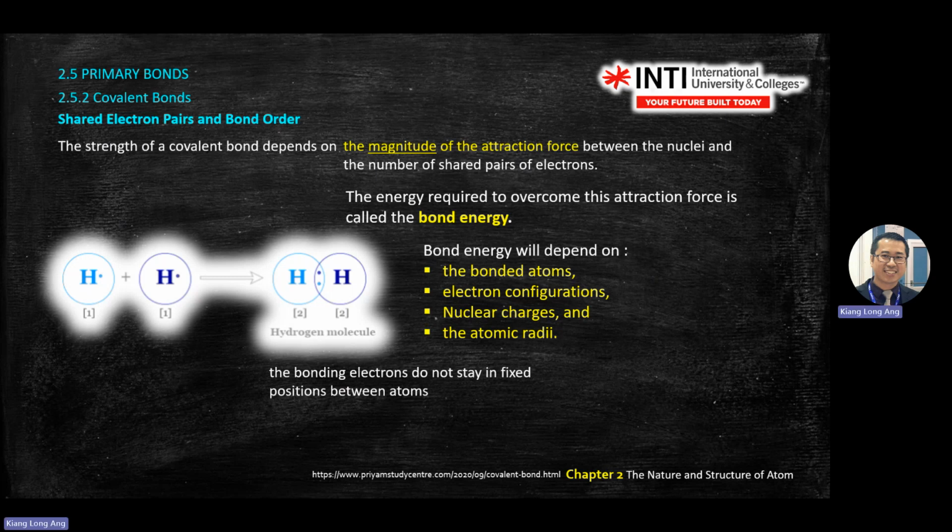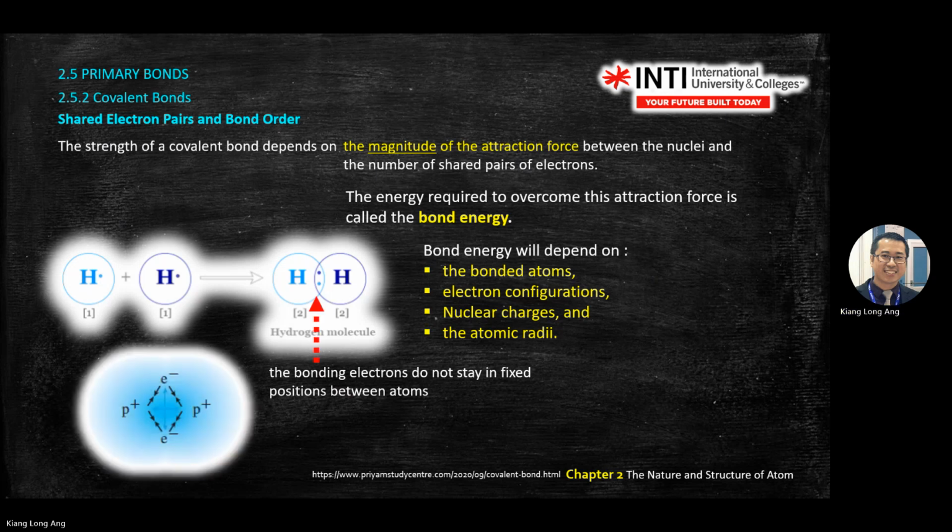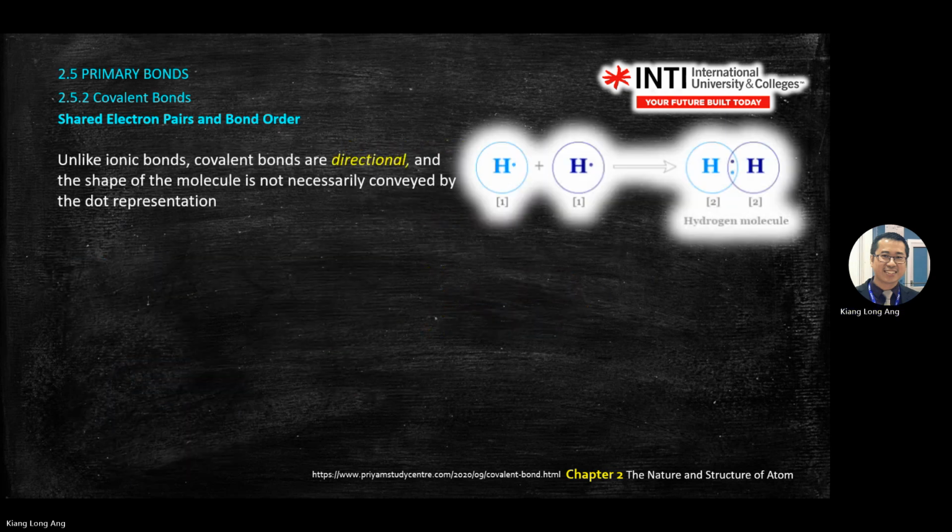As in material science, they discovered that the bonding electrons do not stay in a fixed position between atoms. They are like a cloud. So this one will run between here. You see a thick cloud there. Okay. So covalent bonds are directional, and the shape of the molecule is not necessarily conveyed by the dot presentation. So they are directional.